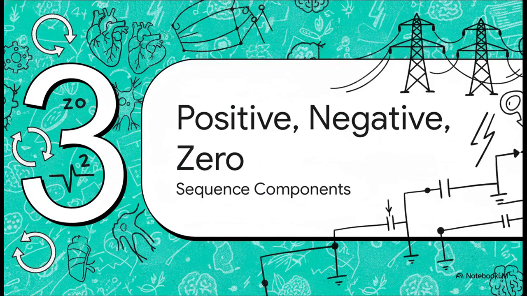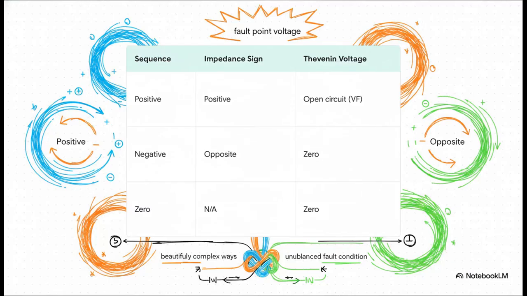Moving right along to Section 3. Positive, negative, and zero. So what actually makes up this mathematical tool? Think of it like anatomy. Every power system basically has 3 sequence networks carrying 3 sequence currents. First up, the positive sequence. This determines load flow and symmetrical faults, and it carries a positive impedance sign. Second, the negative sequence. This represents the unbalanced faults, and its impedance carries the exact opposite sign of the positive. And third, the zero sequence, where flow is caused solely by the fault point voltage. These 3 components interconnect in these beautifully complex ways to represent any unbalanced fault condition you can imagine.